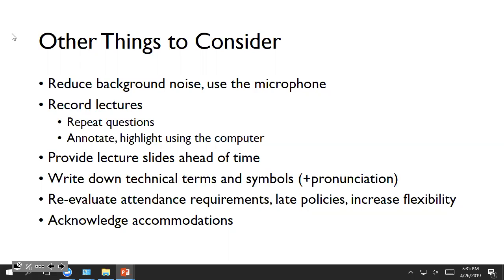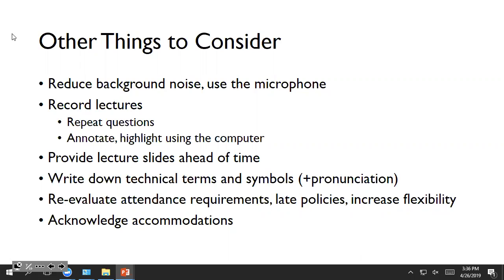So repeat the questions if you're doing recordings, particularly in your classroom. If a student asks a question, it's always a good idea to repeat the question before answering for the recording purposes. Not just for the recording purposes, actually, because there might be some students who will need you to make that question clear.